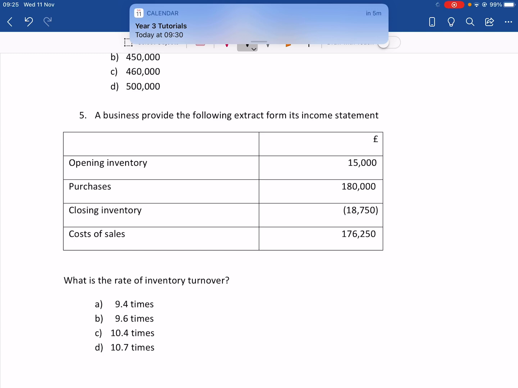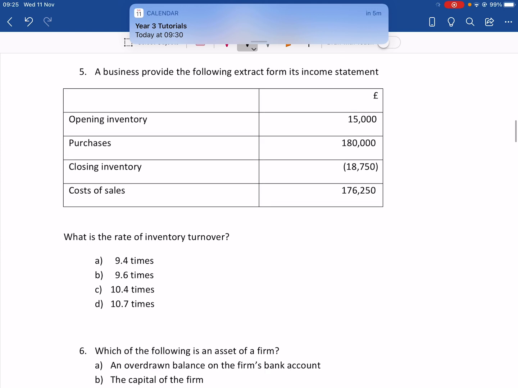So I'll give you an example. If it's sandwiches, we really want to turn it over quickly because we don't want it to go out of date. But if we're selling aeroplanes or white goods such as washing machines, we're not going to sell those as quickly. So this measures how quickly the organisation turns over its stock.